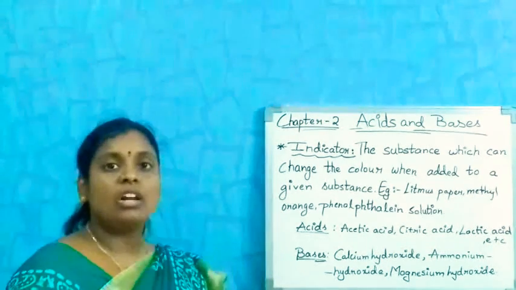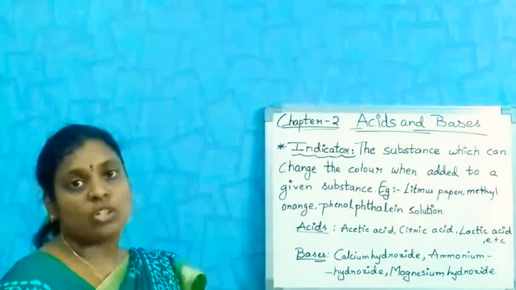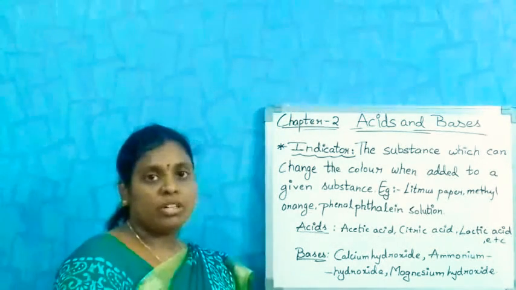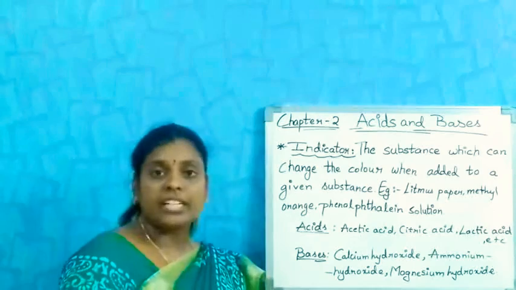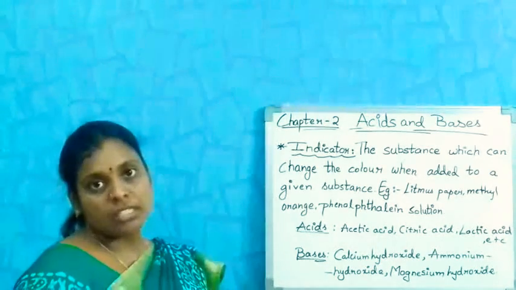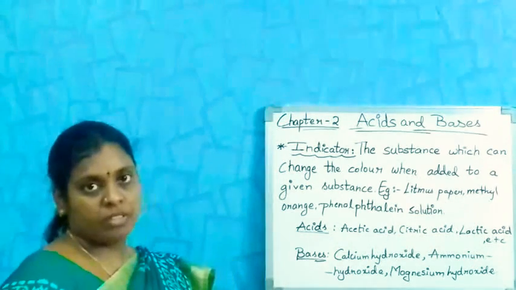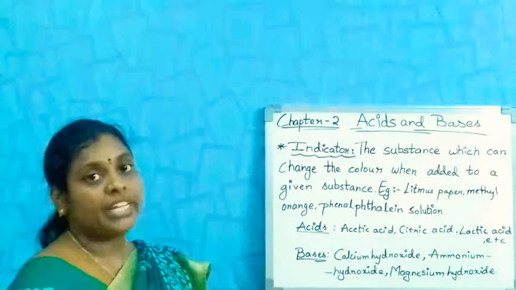Children, till now you have learned about indicators, and I have shown the experiment about how we can identify a given substance as an acid or base by using litmus papers. Then what are indicators?